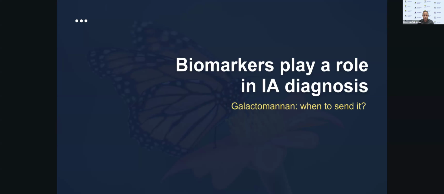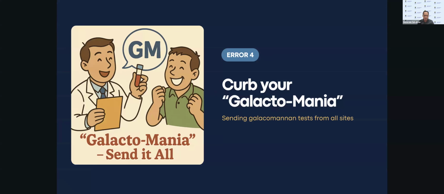Okay. So biomarkers, as I said, play a role in IA diagnosis, especially galactomannan. So let's go through how to send it properly. We need to understand how to send this galactomannan, and shouldn't be sending galactomannan from all sites. We need to match the test with the patient characteristics and the pretest probability for the patient to have IA. So what do I mean by that?